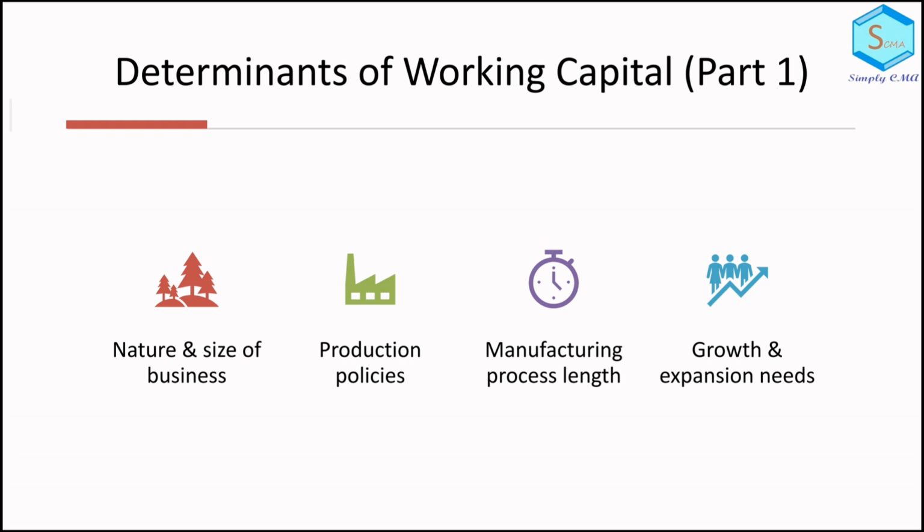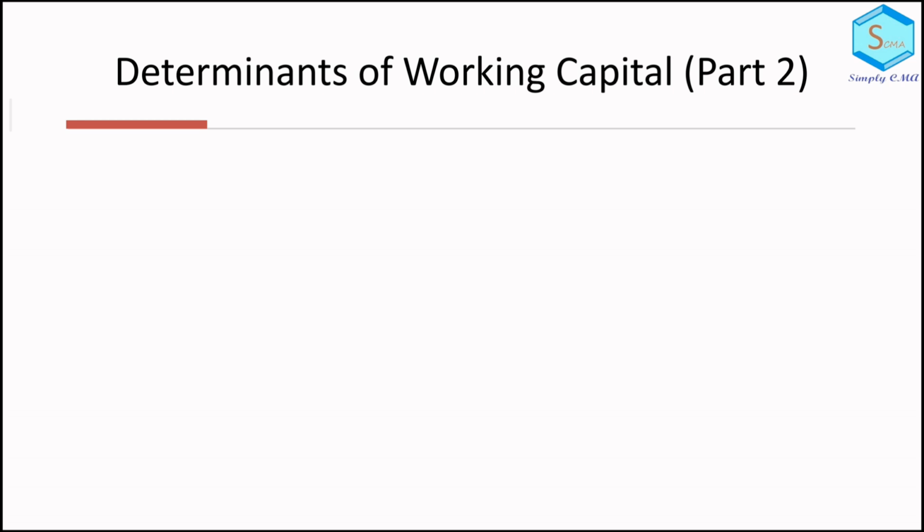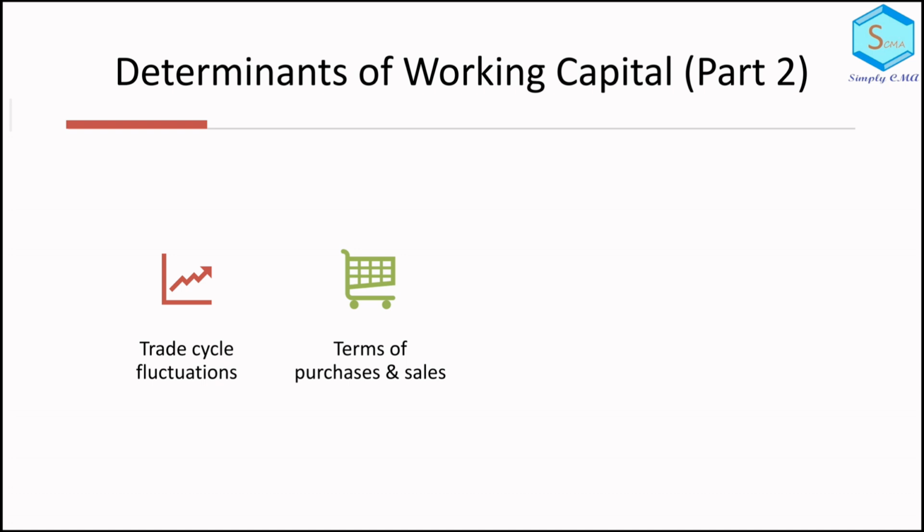Next is growth and expansion needs of the organization. Next is trade cycle fluctuations. Next is terms of purchase and sales agreements. Then dividend policy, and last, price level changes. So these are the determinants of working capital requirement of an organization.